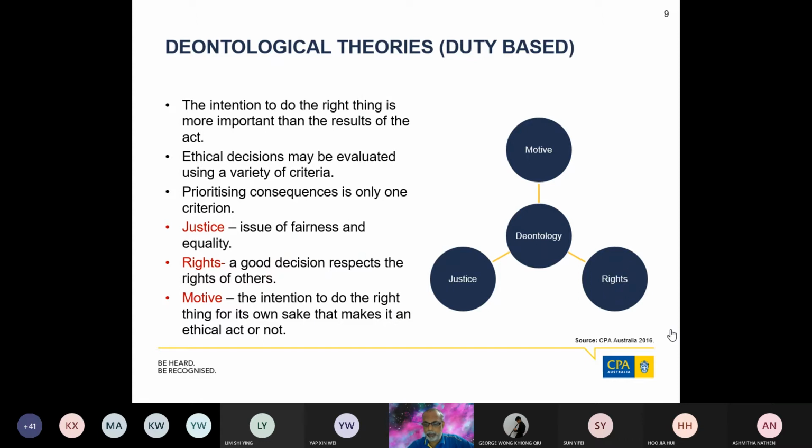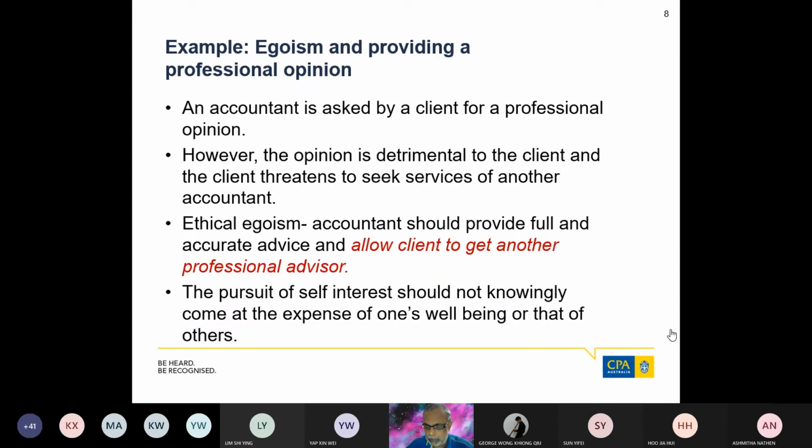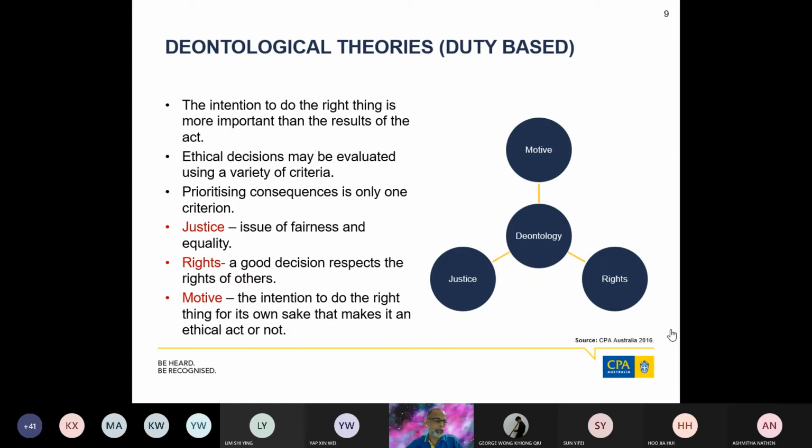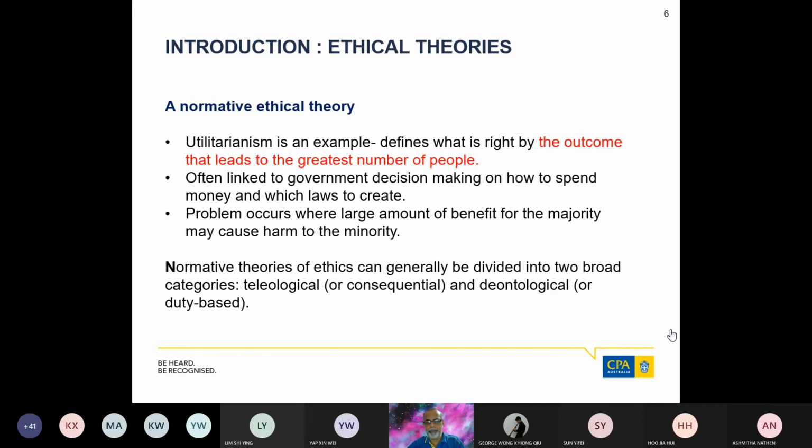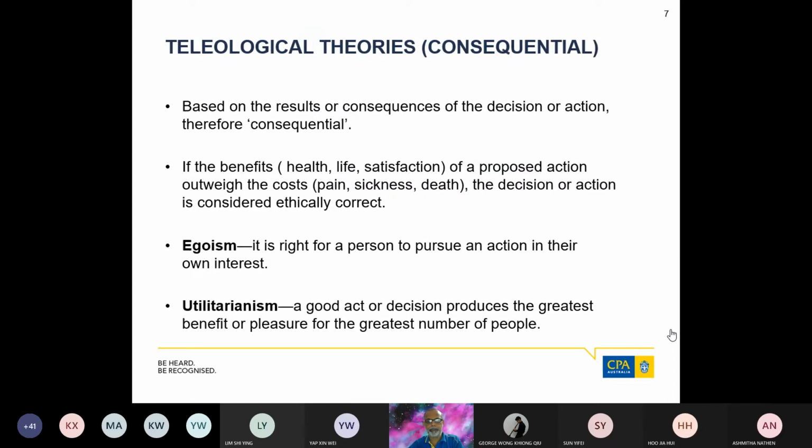Okay, now the second category of theories is what we call the deontological theories. Earlier, remember I said there are two main categories. In the last paragraph you can see the normative theories can be divided in two broad categories: teleological, consequential, or outcome based. These are called outcome based. The second category is deontological, duty based. So we're done with the teleological or consequential based action. Now we're going to look at deontological or duty based.